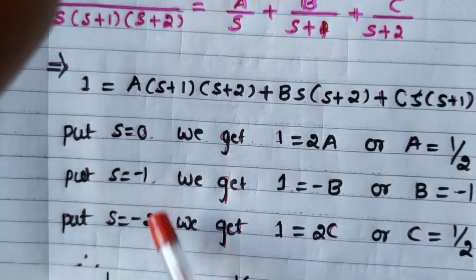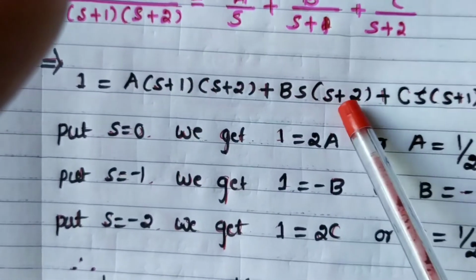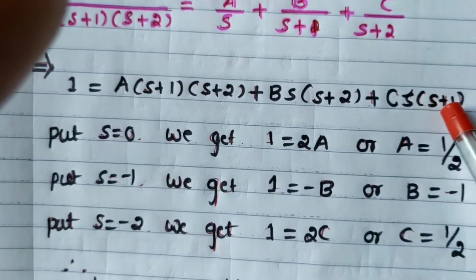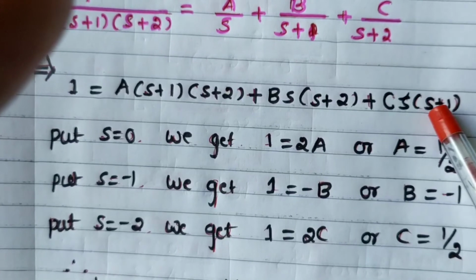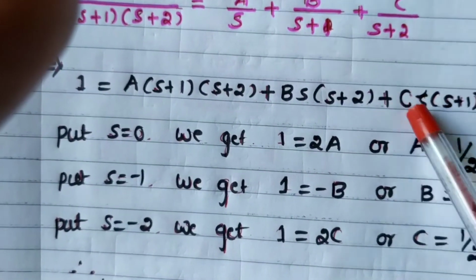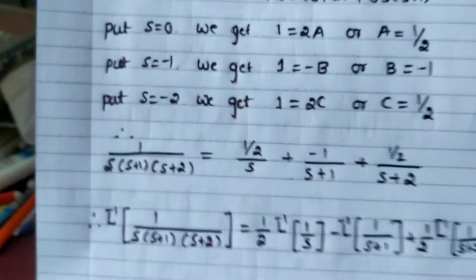Similarly, put s equal to minus 2. One bracket becomes 0 and another bracket becomes 0, so the first and second terms become 0. With s equal to minus 2, it is minus 2 into (minus 2 plus 1). Minus 2 plus 1 is minus 1, and minus 1 into minus 2 is 2c. That means on the RHS we are left with 2c, and the LHS is 1. Therefore c equals 1 by 2.